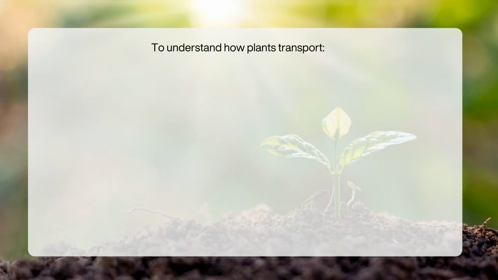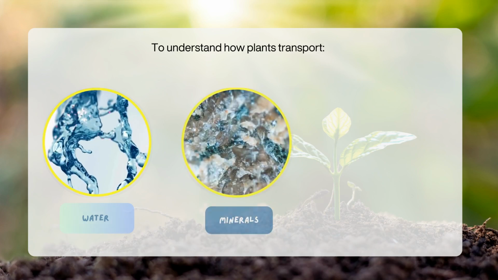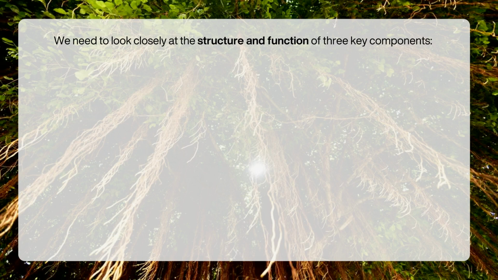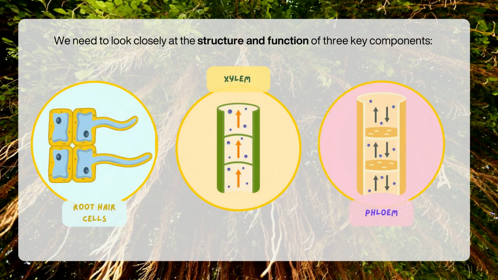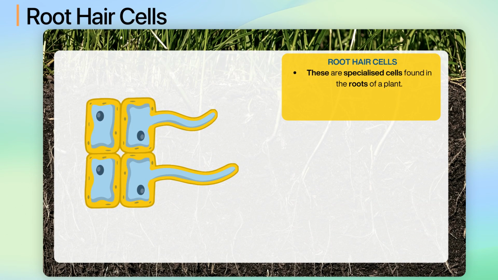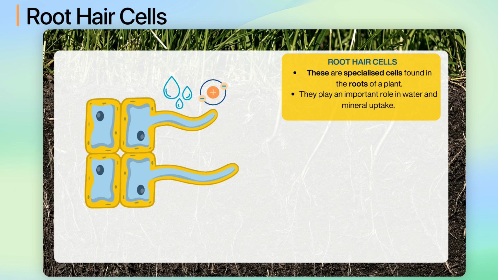To understand how plants transport water, minerals, and food materials, we need to look closely at the structure and function of three key components. These are the root hair cells, xylem, and phloem. Root hair cells are specialized cells that are found in the roots of a plant. Root hair cells play an important role in the uptake of water and mineral ions from the soil. Here's how they are adapted to perform their function.